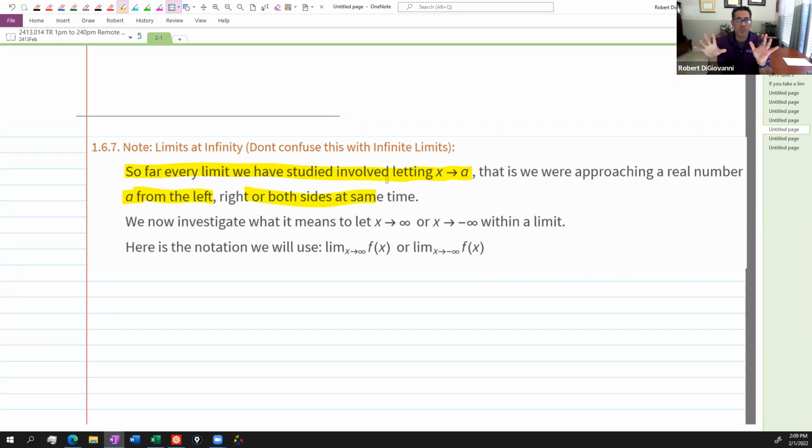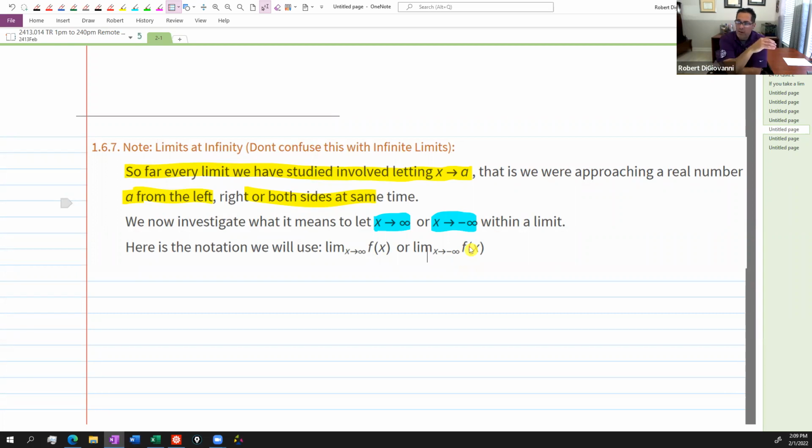Now what we're going to do is switch it, and we're going to ask ourselves two different things. What does this mean and what does this mean? So instead of letting x approach a fixed number a, we want to know what happens when x goes to infinity or x goes to negative infinity. And here's the notation we'll use: limit as x goes to infinity of some function, or limit as x goes to negative infinity of some function. These are completely different ideas than what we've been doing before because infinity is not a number.